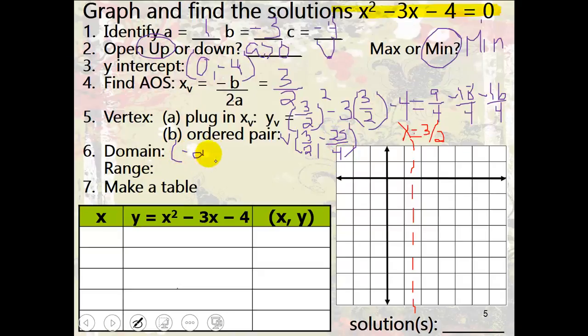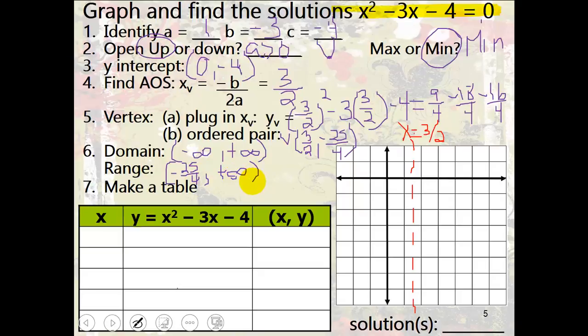My domain is negative infinity to positive infinity. And my range, this is a minimum, so my smallest y value has to be the y-coordinate of my vertex, negative 25/4, or negative 6 1/4, all the way up to positive infinity.